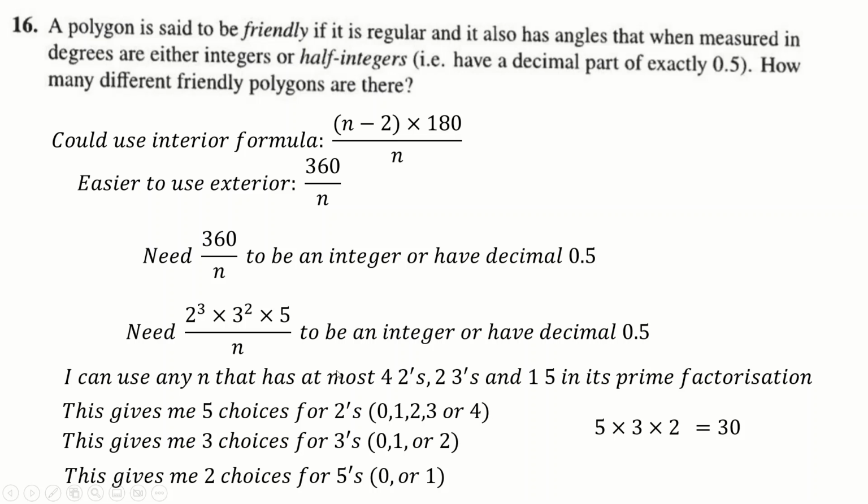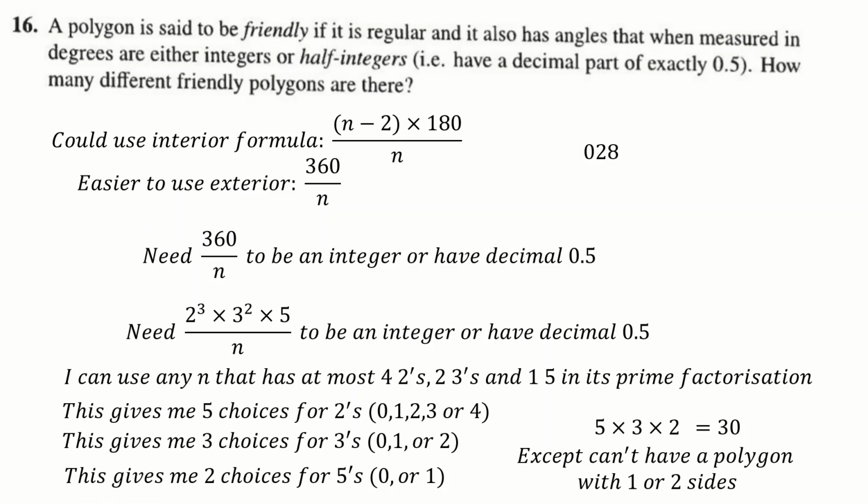Not quite there. There's a sting in this question, which is you can't have n be 1, because you can't have a polygon with 1 side, and you can't have n be 2 because you can't have a polygon with 2 sides. The least number of sides a polygon can have is 3. So we take 2 away from that and we end up with 28. Quite a tough question, I thought, but also really fun.